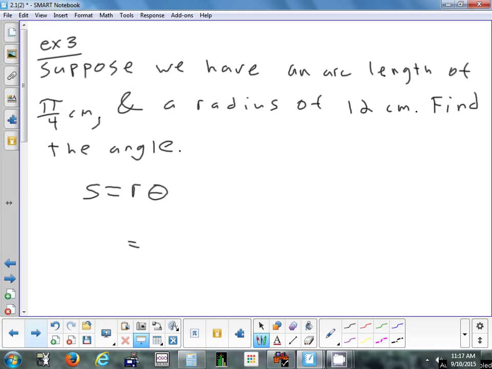Dakota, what am I going to fill in for S? Pi over 4. Good, there's your arc length, pi over 4. Okay, and Analia, for my radius? 12 centimeters. Yeah, we'll plug in the 12 centimeters. Okay, radius is 12. Okay, good. Times theta.